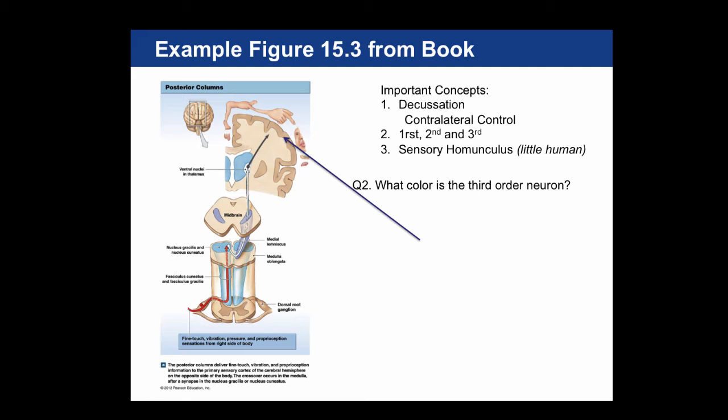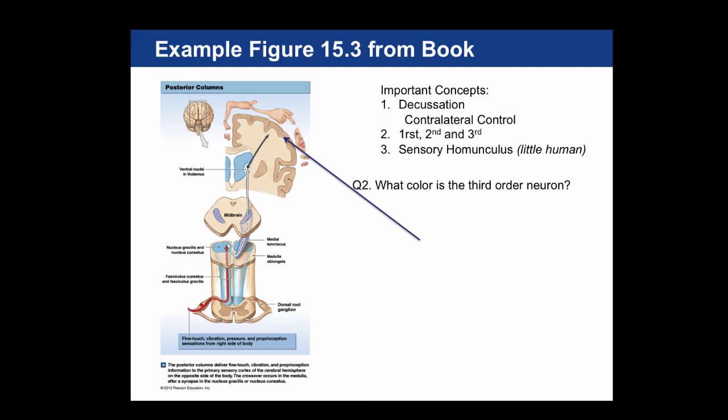So this is figure 15.3 from the book, and there's a couple important concepts here. The first I want to talk about is something called decussation. And decussation, this odd term up here, refers to the fact that information crosses from one side of the cord and sends information to the opposite side of the brain, and we refer to that as contralateral control.